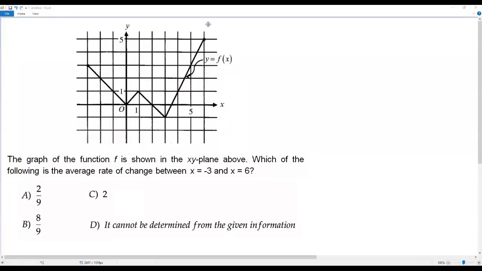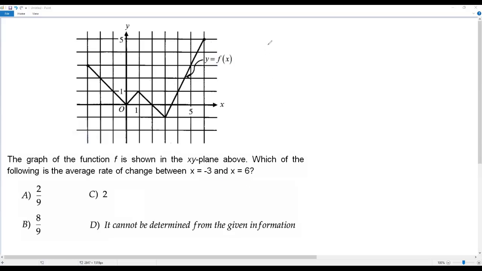Here we have an SAT math question. Okay, let's go to the information. The graph of the function f is shown in the xy-plane above. Which of the following is the average rate of change between x equals -3 and x equals 6? That is, we have to find the average rate of change of the function f of x between these two values, x equals -3 and x equals 6.